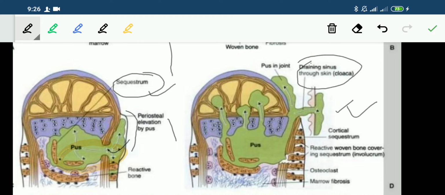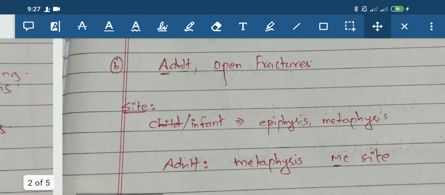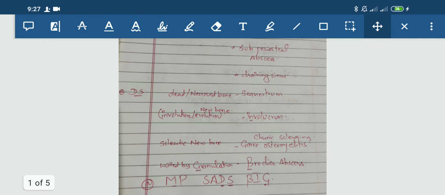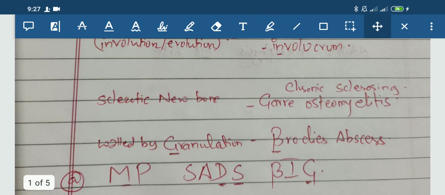also known as cloaca. Later, as there is necrosis of the bone here, it may lead to the formation of new bone, known as involucrum. All the pathogenesis of the osteomyelitis can be remembered through MP SADS BIG.